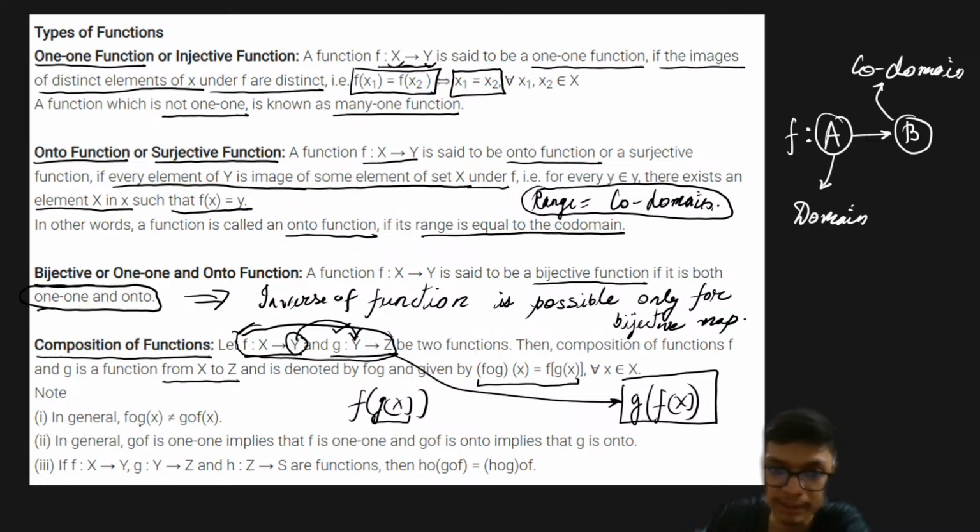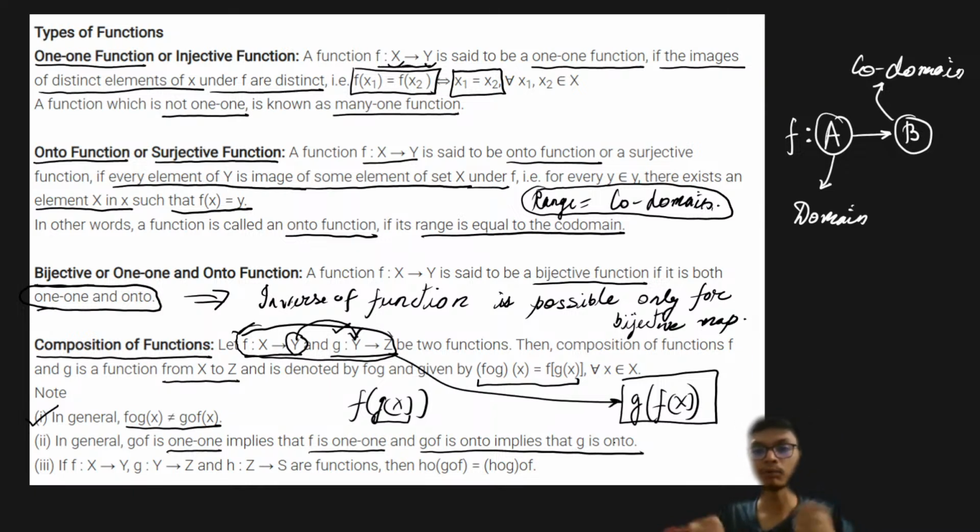It is very important to understand that in general, f of g of x is not equal to g of f of x. Also, to be noted: in general, if g of f is one-one, then f is one-one, and if g of f is onto, then g is onto. So for a composite function to be one-one, the input function should be one-one, and for the composite function to be onto, the final function should be an onto function. This is very crucial and important. You can also form composites of multiple functions.